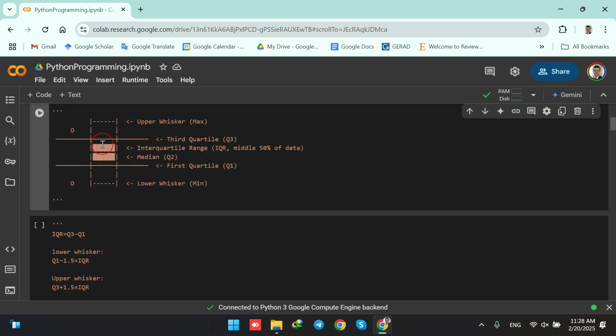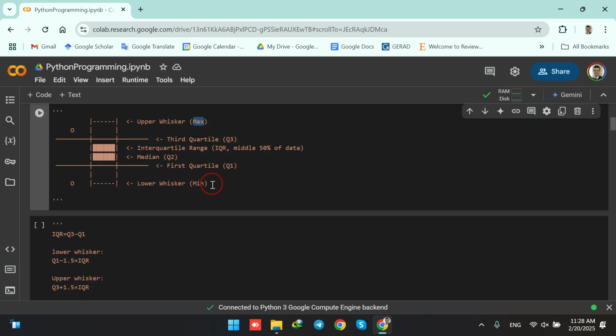And then we have the median, which means that this point is the middle point of our data. We call it Q2 as well. So it means that 50% of our data is below this median and 50% of our data is above this median. Then we have the lower whisker and the upper whisker. We also know them as min and max.